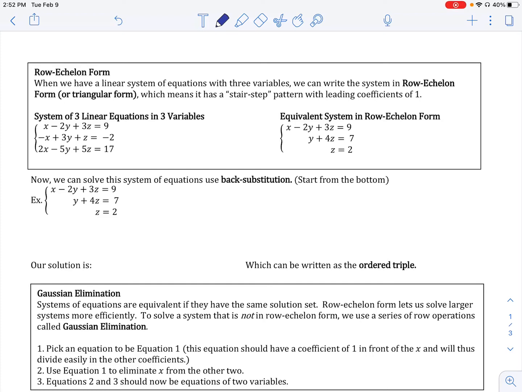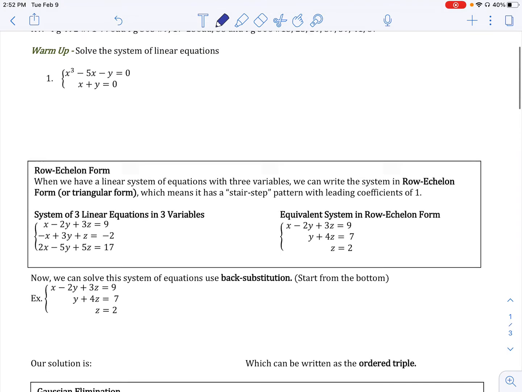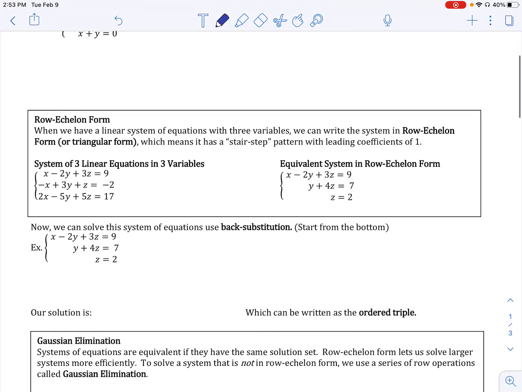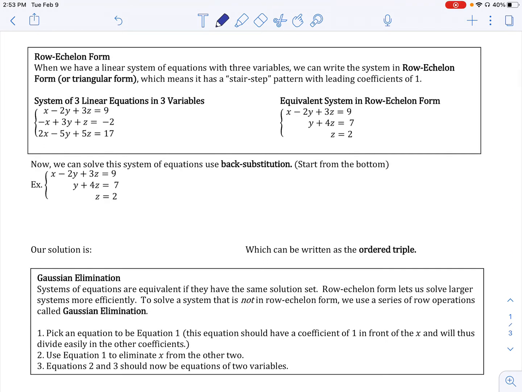This chapter is all about solving systems of equations, and we've already done this in algebra. In the warm-up that I have posted here, we solved the system in one of three different ways. We either used elimination, substitution, or found the point of intersection by graphing. What I want to talk about today is another way of solving a system of equations that's often used in a system of three linear equations in three variables.